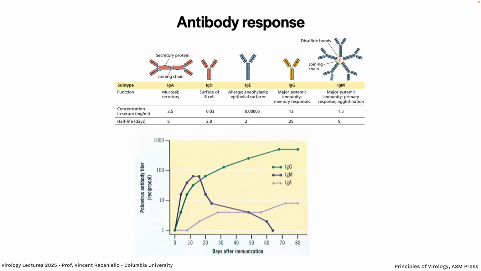Okay, so here are the different kinds of antibodies that we make and the kinetics of their production after immunization. So the first antibody that is made after you immunize, so here we've immunized an animal with poliovirus, and we're measuring the antibody titer days after immunization. And so you see the first antibody to be made is IgM. And that's this one. And that's that first antibody made after VDJ recombination.